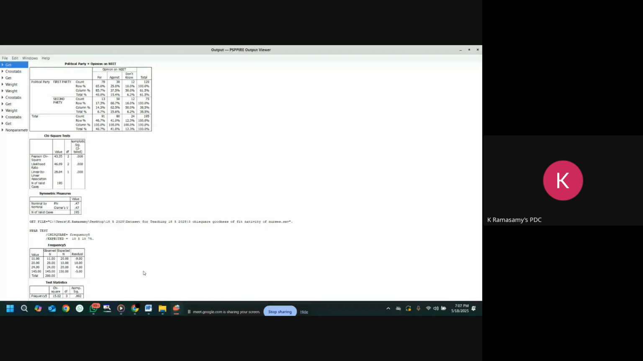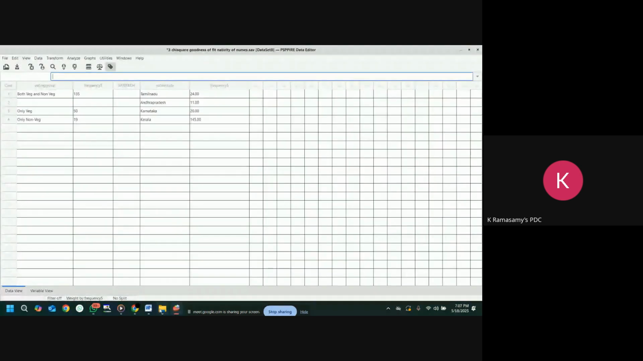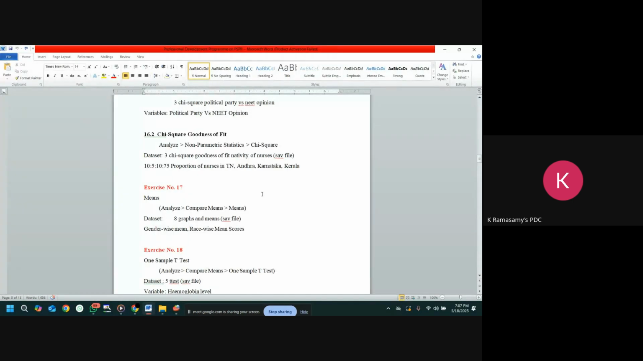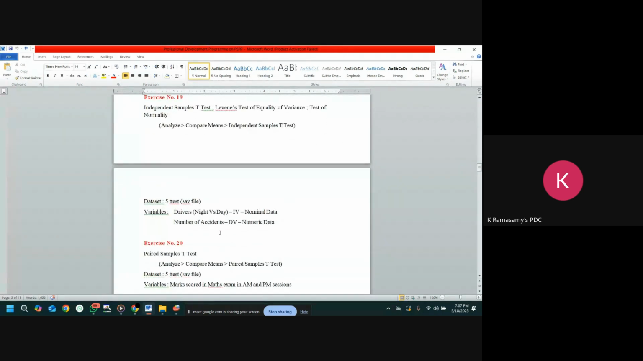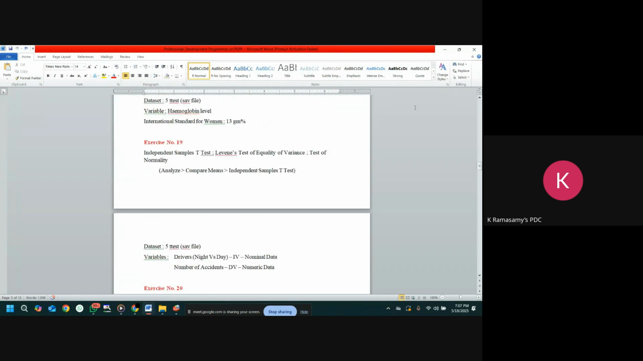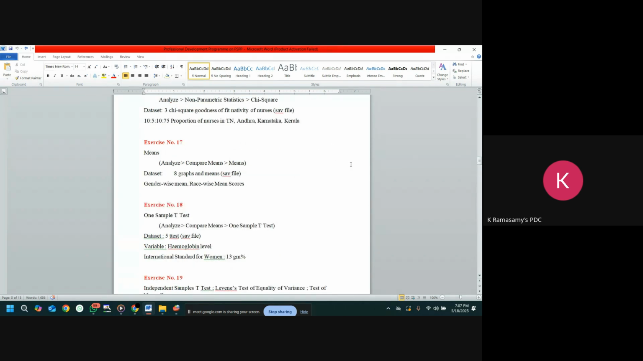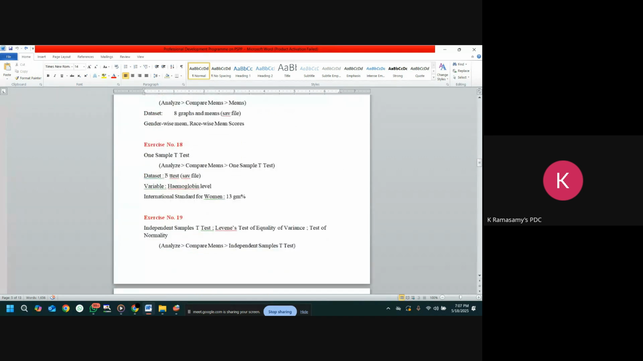So chi-square can be used for two purposes. One is to test the association between the variables, and the other is to test the goodness of fit. Okay, fine. Now, let me move on to the next concept called means. Based on the mean, we have three different kinds of tests: one sample t-test, independent sample t-test, and paired sample t-test. Just like the chi-square test of goodness of fit, you can run a one sample t-test.